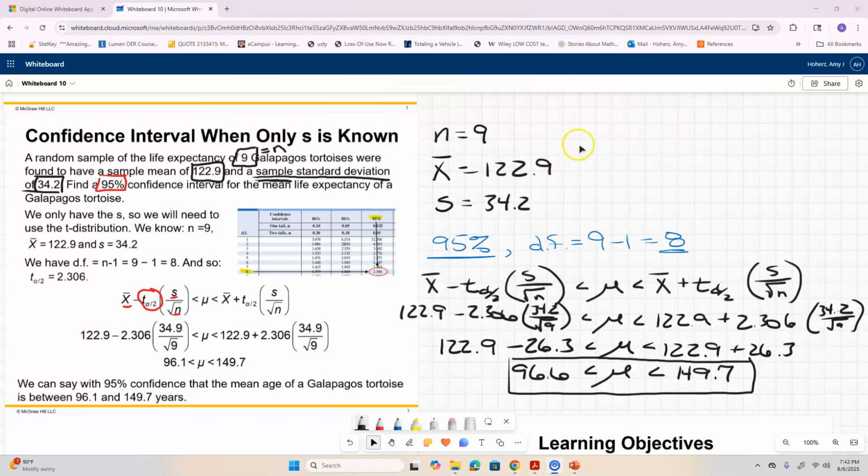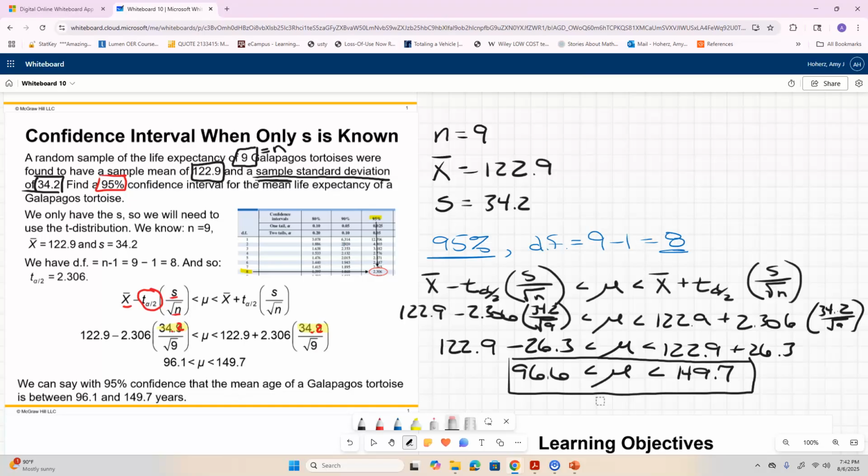Oh, I see what's happened. The problem has a wrong number here. So what we wrote off to the side here is correct. This was computed with 34.9 as the standard deviation, and that's not correct. So this should have been 34.2. That was what was in the problem. This should have been 34.2, which would have given 26.3.